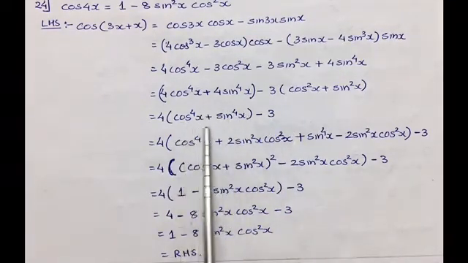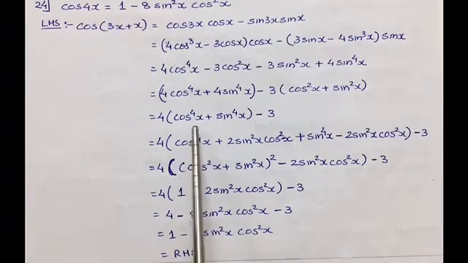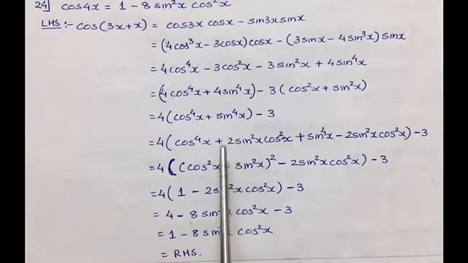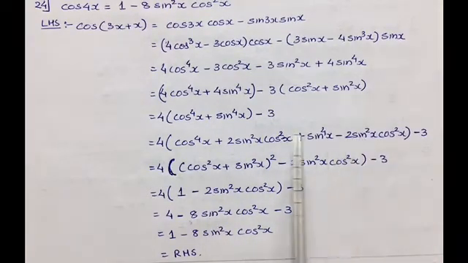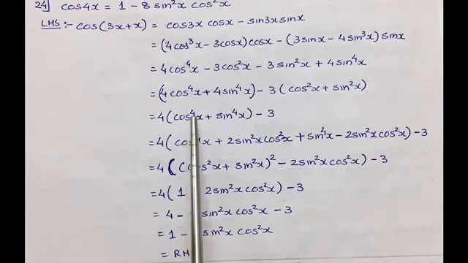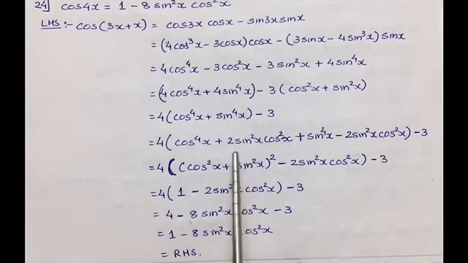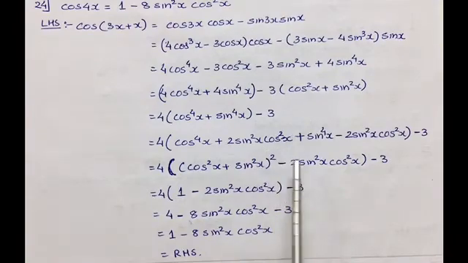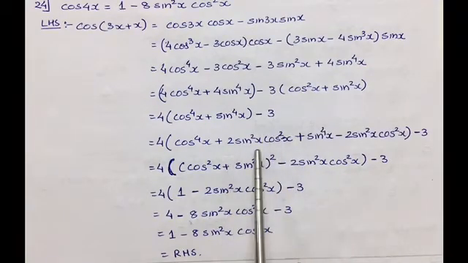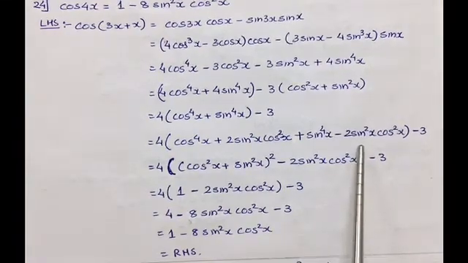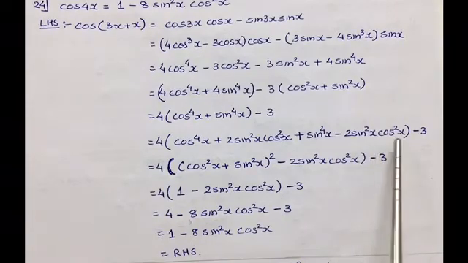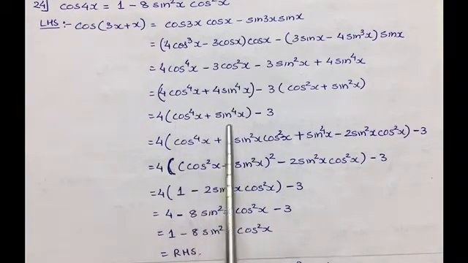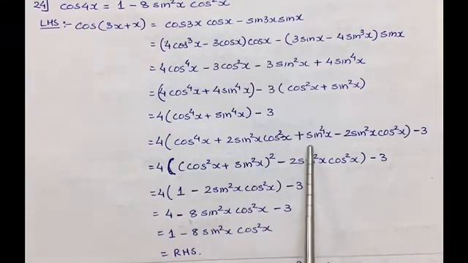Now to simplify this bracket, when the power is 4, most of the time we use the method of adding the middle term and subtracting the middle term. So the middle term of cos raised to 4x and sine raised to 4x will become 2 sine square x cos square x. As we are adding it, we have to subtract it also. So 2 sine square x cos square x is added and subtracted as minus 2 sine square x cos square x. This is the only way to adjust the perfect square formula.